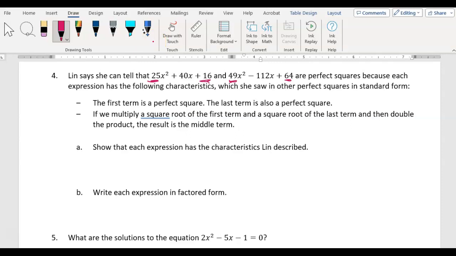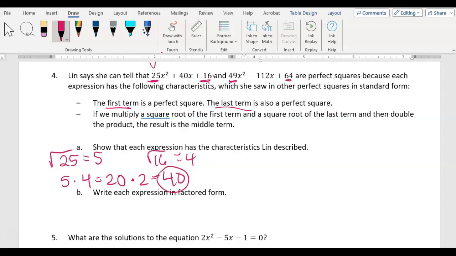So it says show that each expression has the characteristics Lynn described. All right, so square root of 25 is 5, and the square root of 16 is 4. So the first term's a perfect square, the last term's a perfect square. That checks out for equation 1. If we multiply a square root of the first term and a square root of the last term, so 5 times 4 is 20, and then double it, so times 2, we get 40, which is the middle term. That is true. Let's look at the next one.